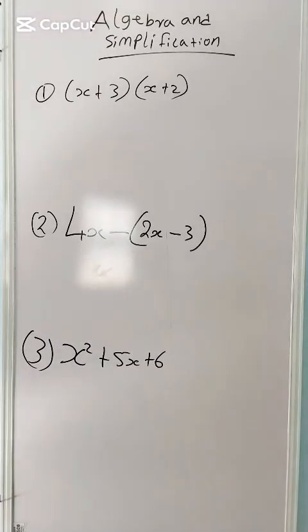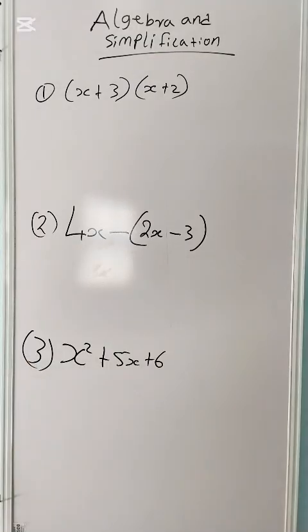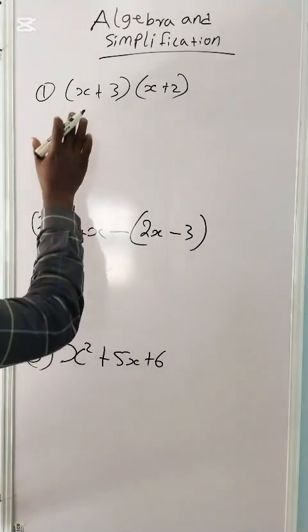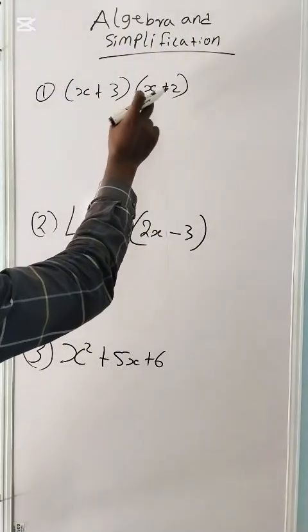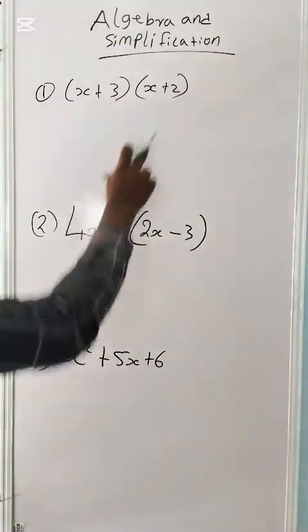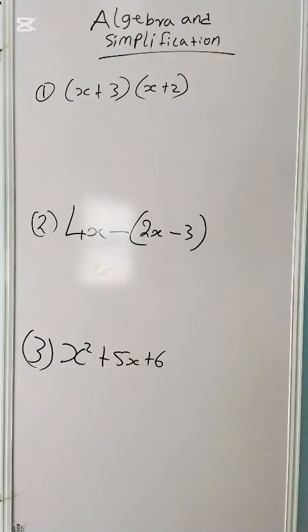All right, so now here's a topic, and these are some of the examples under this topic. I want to solve these examples for you to understand how to solve questions under this topic. This topic is algebraic simplification. Now we have number one. Number one is given as: (x + 3)(x + 2). They will say you should simplify.